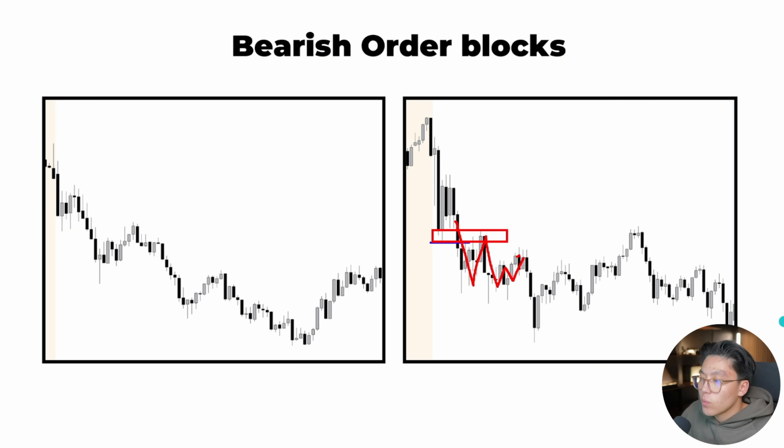And you can see how this works is that every single time we break structure towards the lows, we can use these levels as potential entry points. I'm going to talk about this a little bit more in a second here.